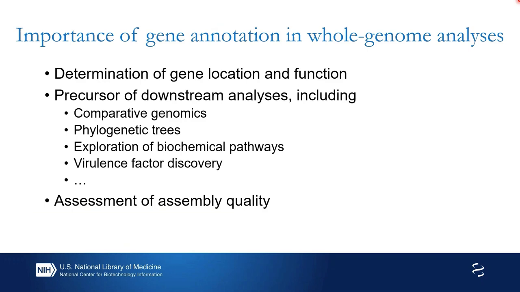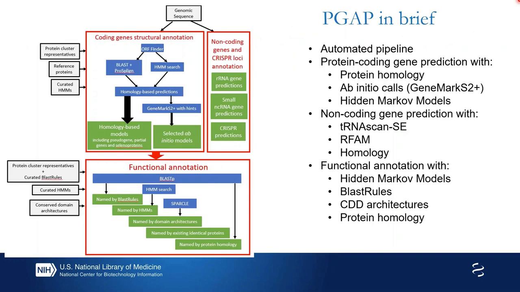So genome annotation is really a core component of many whole genome analyses. Annotation of a whole genome is the determination of gene location and gene function in the genome, and it's a precursor of many downstream analyses, including comparative genomics, building phylogenetic trees, exploration of biochemical pathways, discovery of virulence factors, and the list goes on and on. And I will argue that it's also an important component for the assessment of assembly quality, and we'll get back to that point. So PGAP was started at NCBI about 15 years ago.